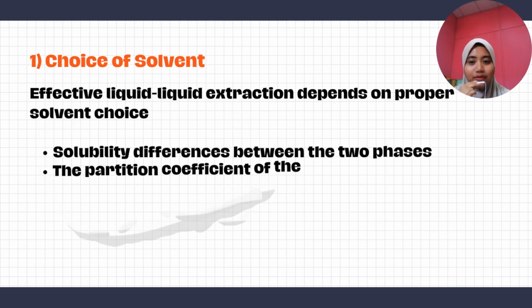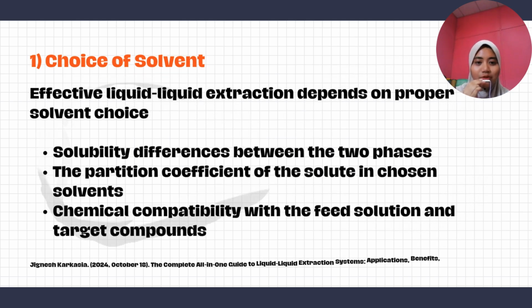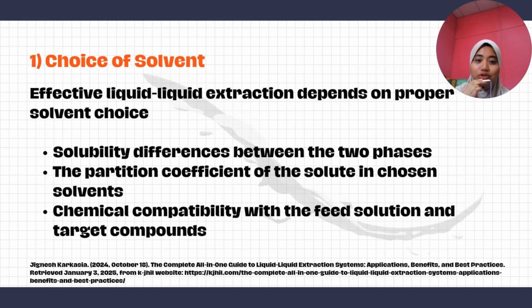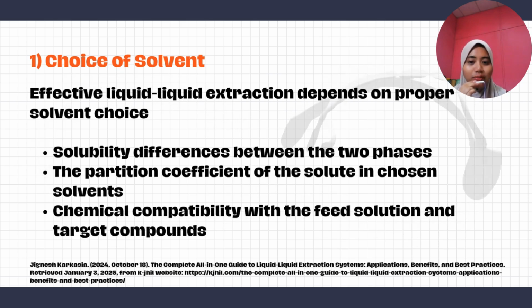So first, choice of solvent. To make sure the liquid extraction process can be done effectively, we need to choose a proper solvent. So how do we know that we can choose a proper solvent? We need to take these 3 points into consideration: first, the solubility difference between the two phases; second, the partition coefficient of the solute in the chosen solvents; and third, the chemical compatibility of the chosen solvent with the feed solution and also the target compound.